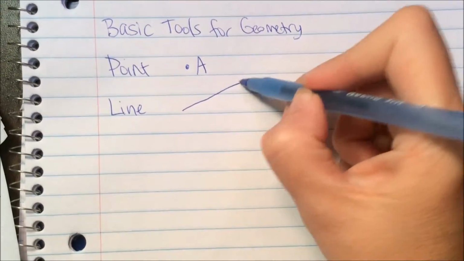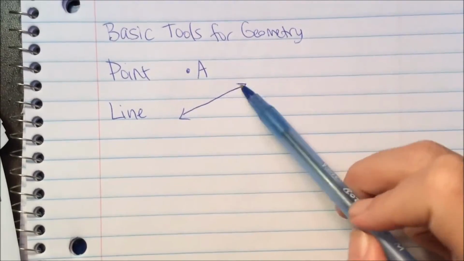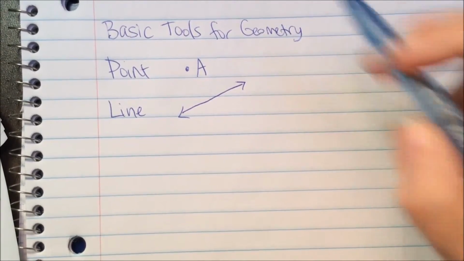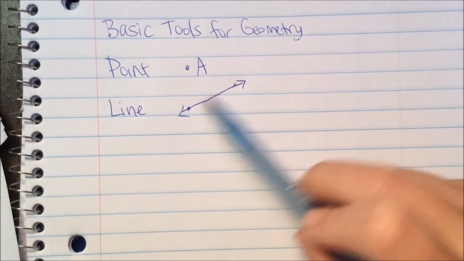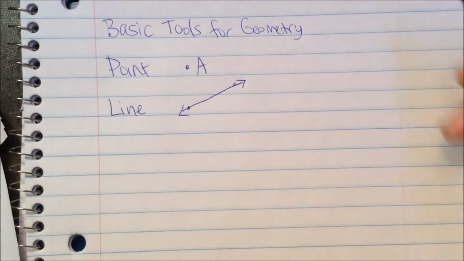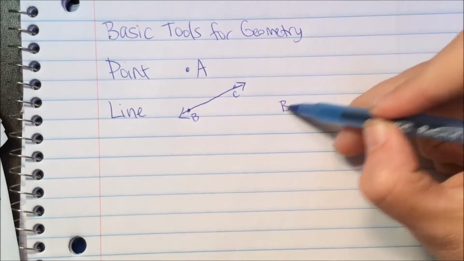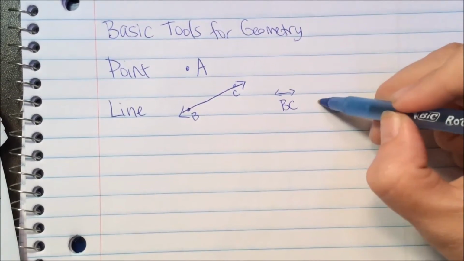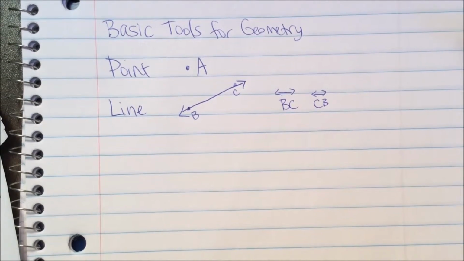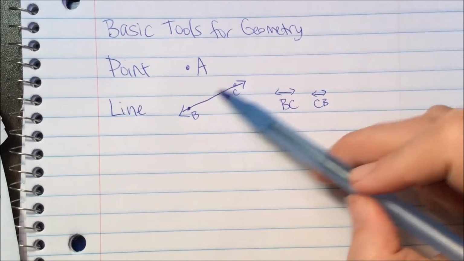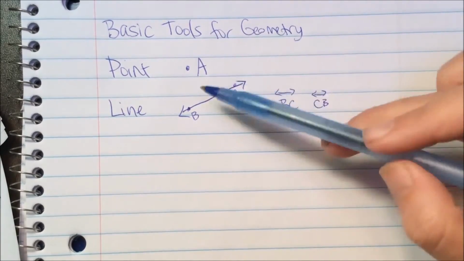A line goes on forever in both directions, and it's denoted by arrows on both sides, and it also has points on it. It has to at least have 2 points. In fact, it has infinitely many points. But let's say it had BC. This could be called line BC, or it could be called line CB. Both of those are fine. And again, it has infinitely many points in between those, but they might not be written.